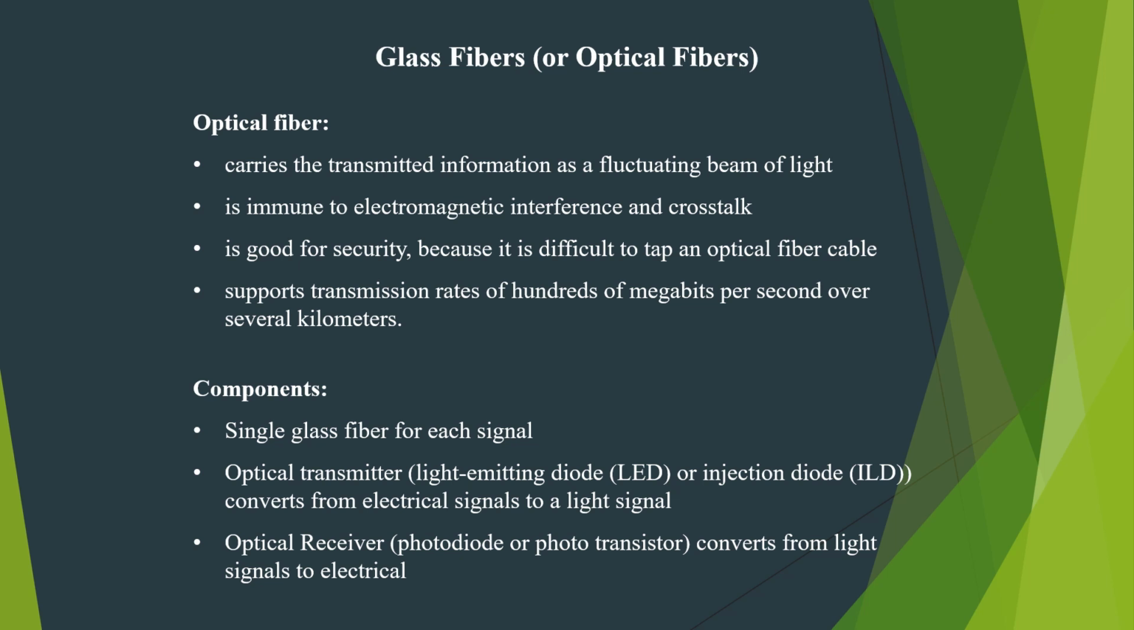Next one is glass fiber. Glass fiber is mainly used to transmit information as a fluctuating beam of light. We are going for an optical fiber.